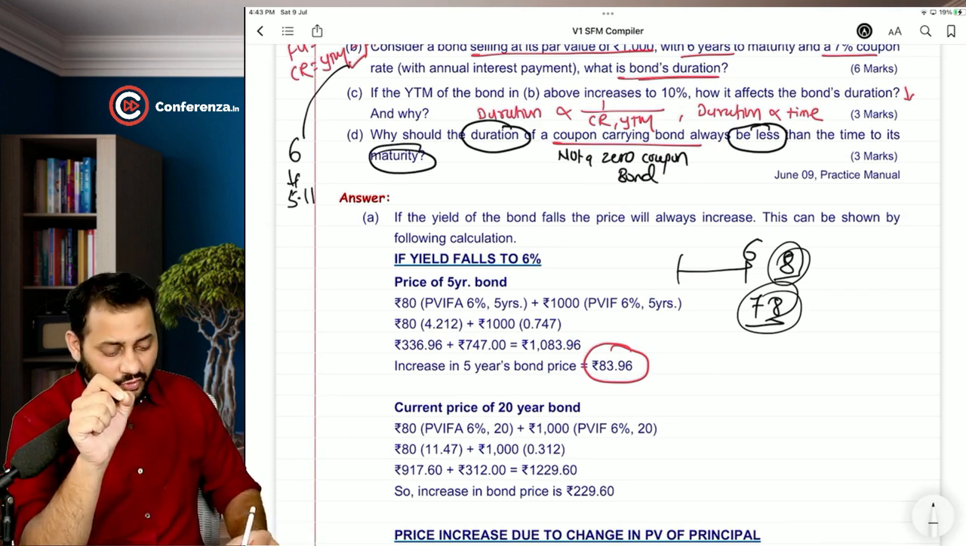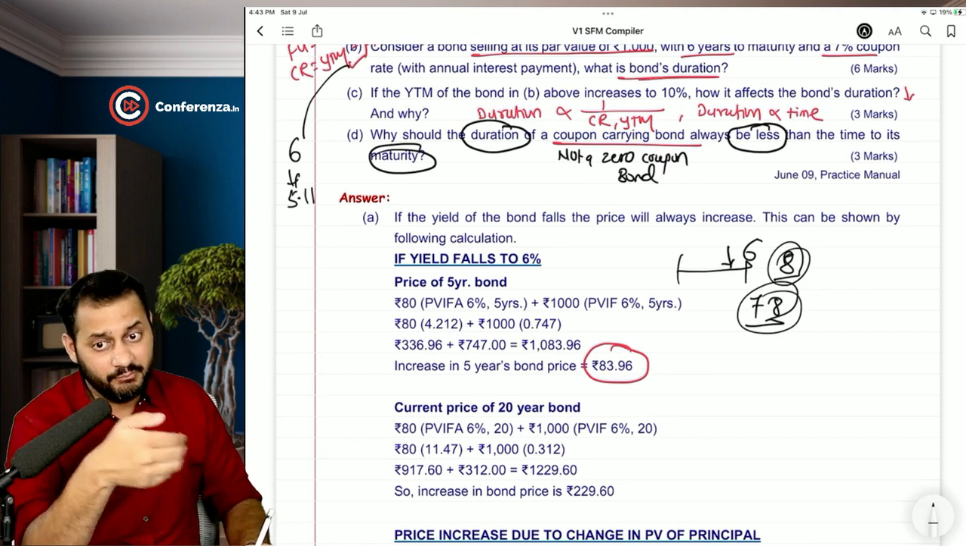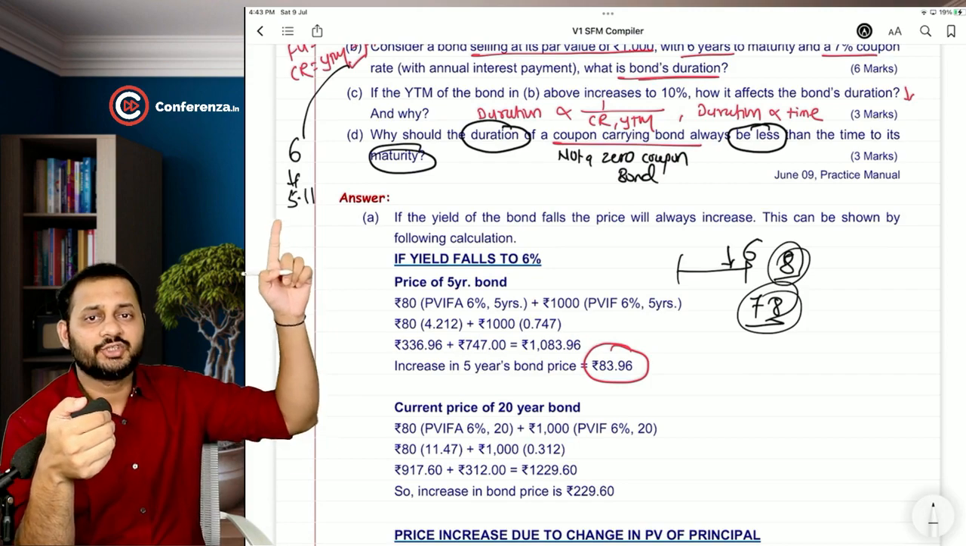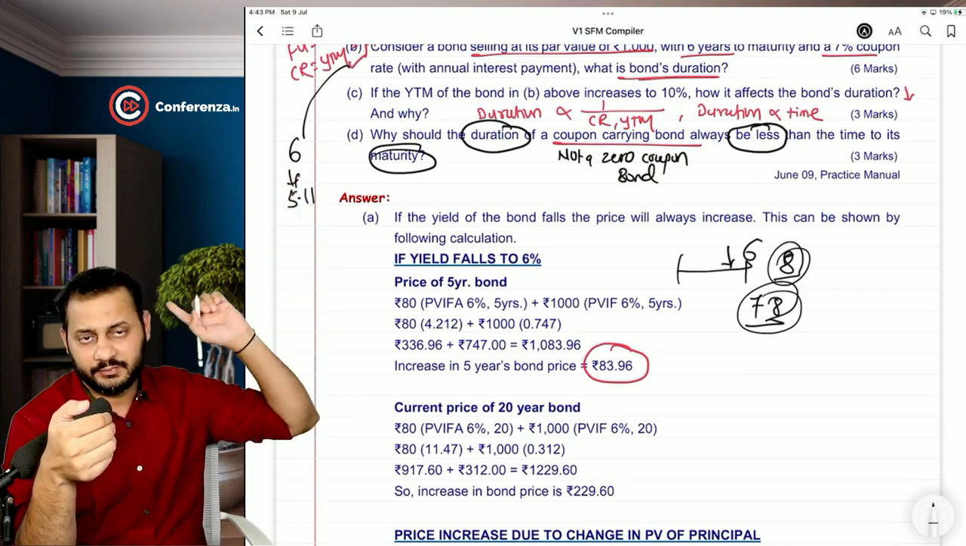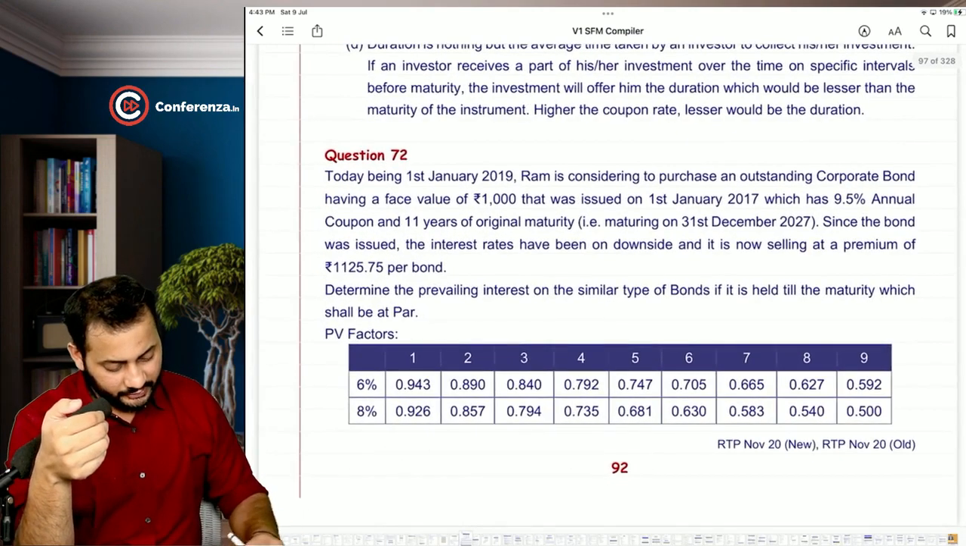Any investor would want his recovery of the entire investment to be done before the maturity, and that's why the duration has to be lower than the expiry. Okay, question number 71 completed. Question number 72 is going to be the next question.